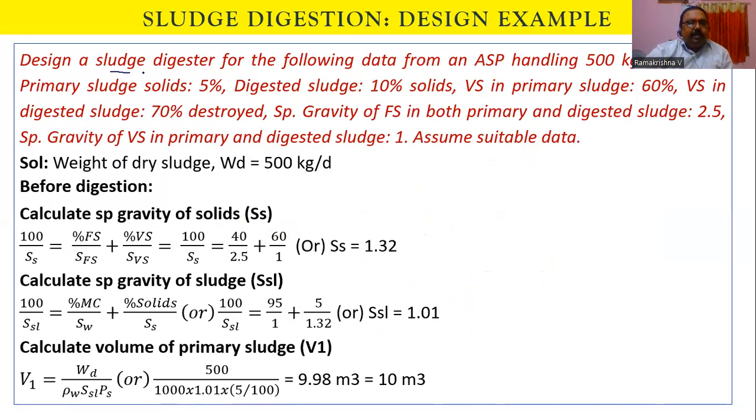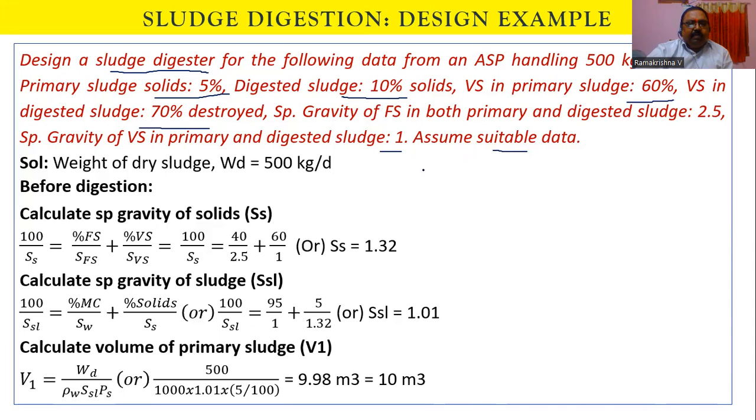Design a sludge digester for the following data from an activated sludge process handling 500 kgs of dry solids. Primary sludge solids 5%. Digested sludge is 10% solids. Volatile solids is 60%. Volatile solids in digested sludge 70% destroyed. Specific gravity of fixed solids in both primary and digested sludge are 2.5. And specific gravity of volatile solids in primary and digested sludge, assume it as 1. And if you have any missing data, you can assume.